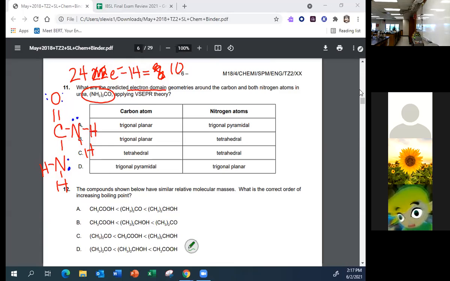So looking at that central atom, that carbon, since it has 3 domains, it's going to be trigonal planar. Okay, and then looking at the nitrogens, each nitrogen has 4 domains. 3 of them are bonded, 1 of them is a lone pair. And so the nitrogens are tetrahedral. And so that's the correct answer for this one.